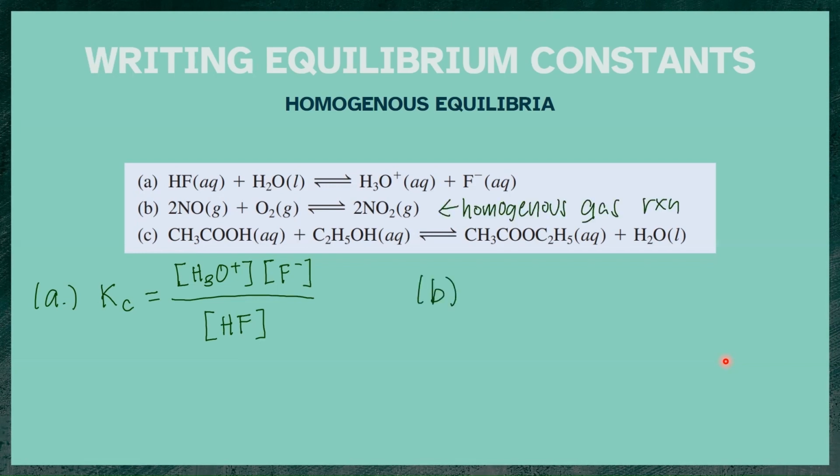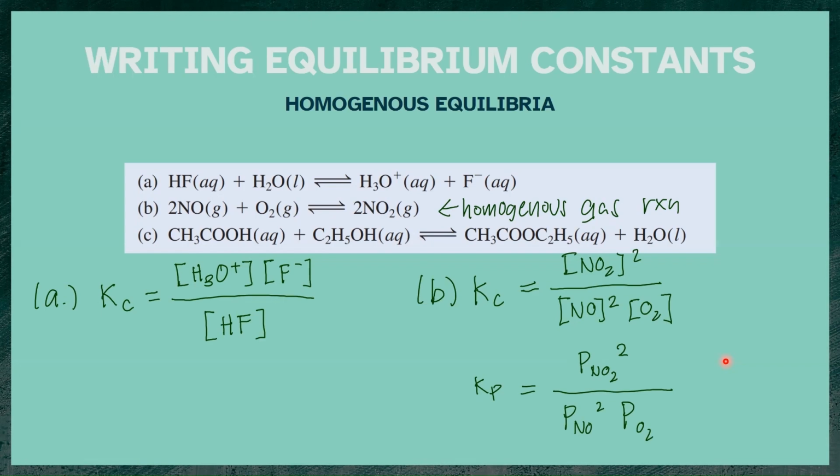So for letter B, we could see that this is a gas reaction, and thus we can express its equilibrium constant in terms of concentration and pressure. For Kc, it will be equal to the concentration of the products raised to their moles all over the product of the reactants raised to their corresponding moles. For Kp, it will be the pressure of the products raised to their corresponding number of moles all over the product of the reactants raised to their corresponding number of moles. For letter C, it is just the same as letter A. So you could already try this on your own.